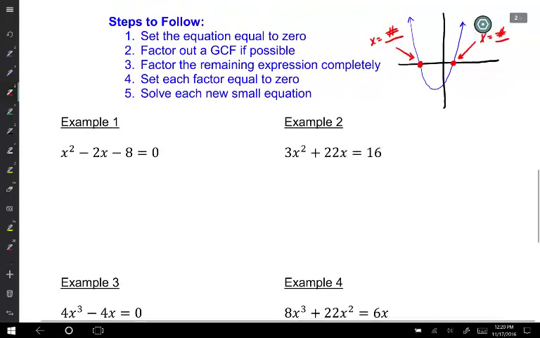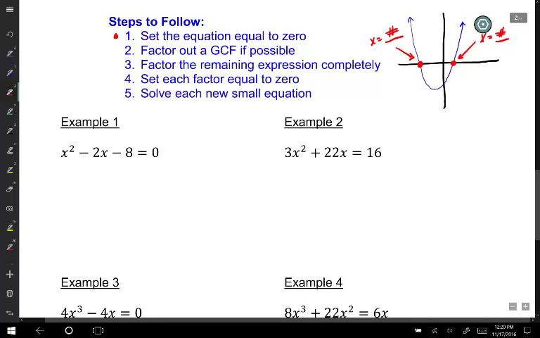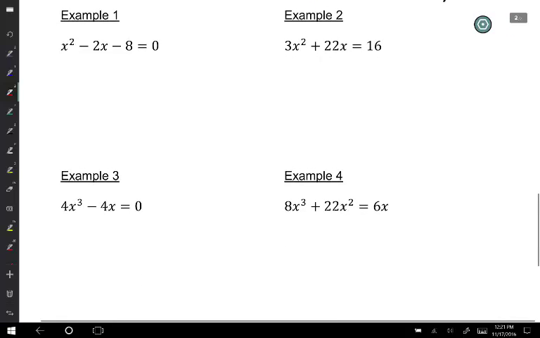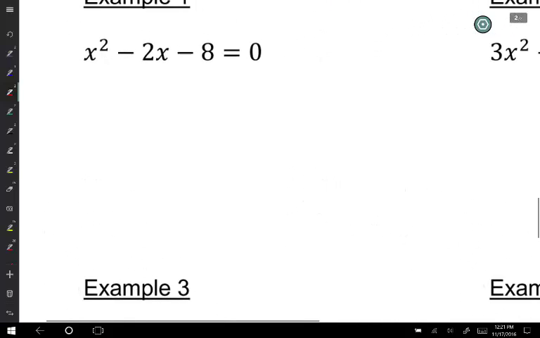That being said, I put a couple steps up here. Step 1, set the equation equal to 0. Then factor out a GCF, and notice what it says. If possible. Then factor what's left completely. Set each factor equal to 0, and notice I said each. You may have 1 factor, 2 factors, 3 factors, 4 factors. Then we solve each new tiny little equation. All right, so let's try our first one here. And this is a great practice of factoring as we get ready for our assessment today.